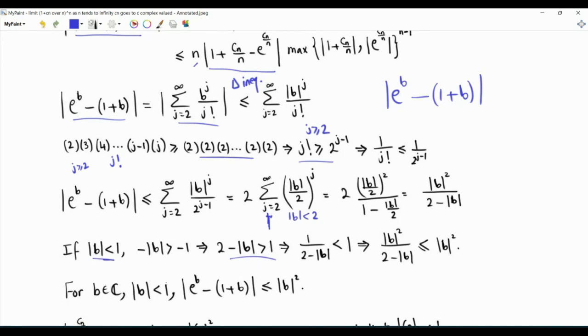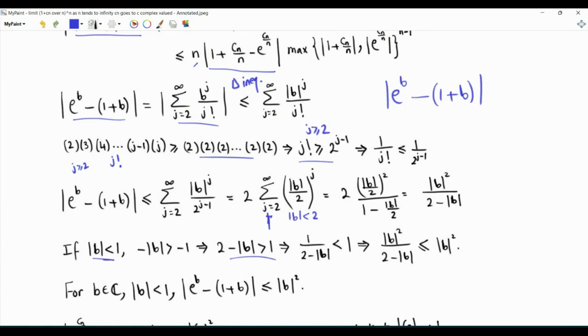So now we have this auxiliary result: for b being a complex number, if the magnitude of b is less than 1, then the magnitude of e to the b minus 1 plus b, so this is the difference between e to the b and the first two terms in its Taylor series, 1 plus b.